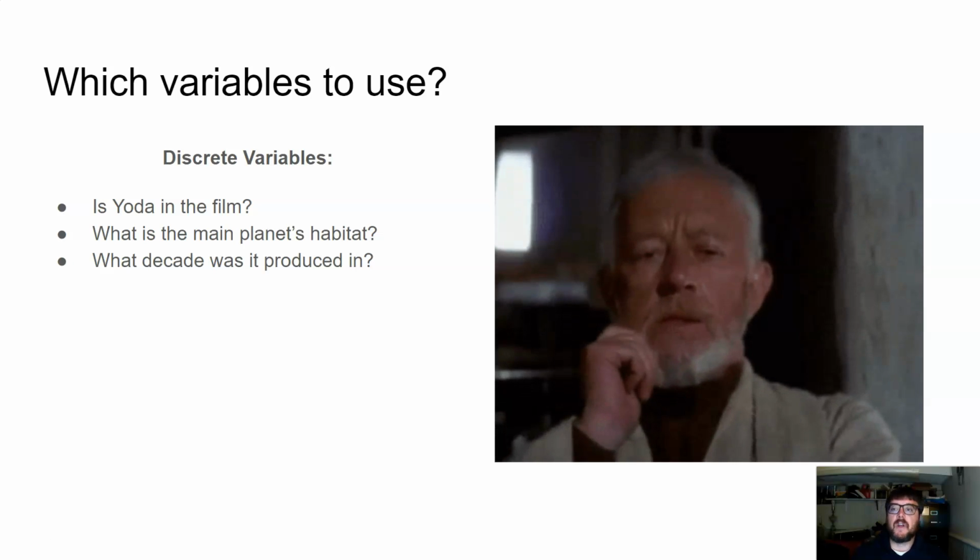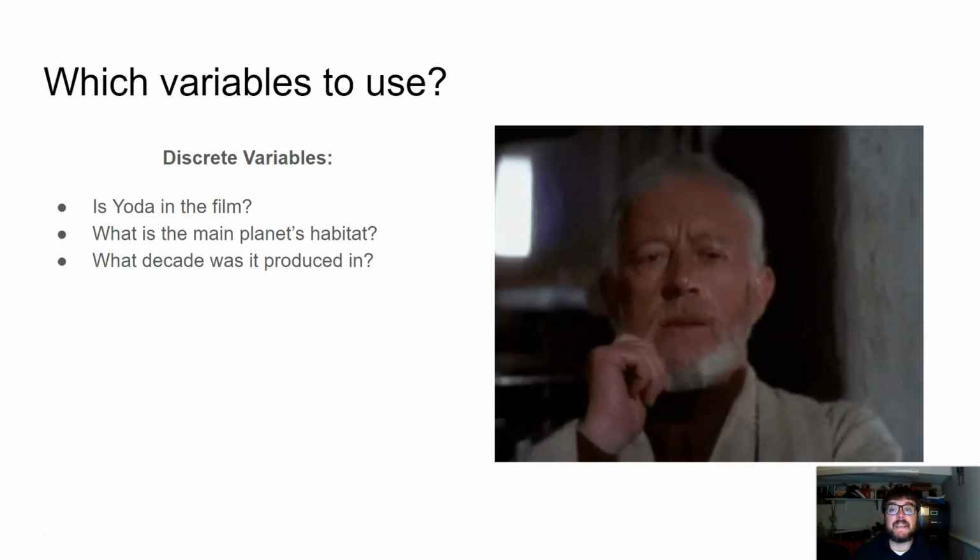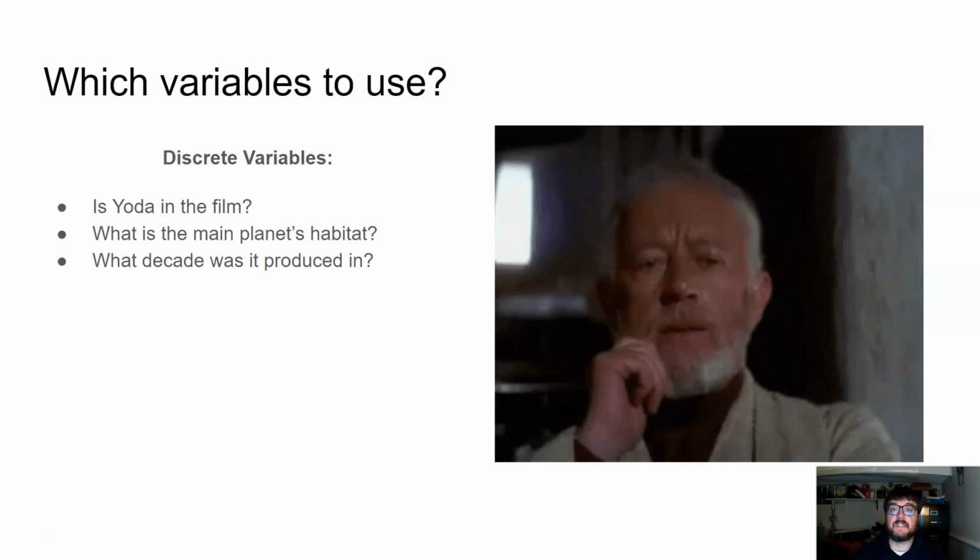Another discrete variable will be, what is the main habitat in the main planet? Is it an ice planet? Is it a desert planet? Is it a jungle planet? And another discrete variable would be what decade was it produced in? Was it in the 70s, 80s, 90s, aughts, or teens?